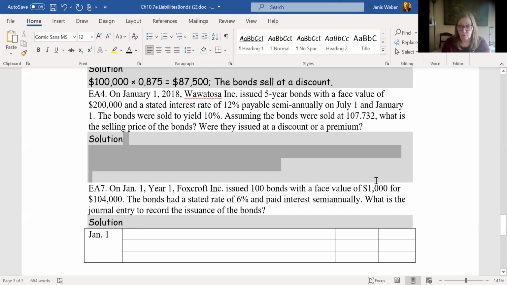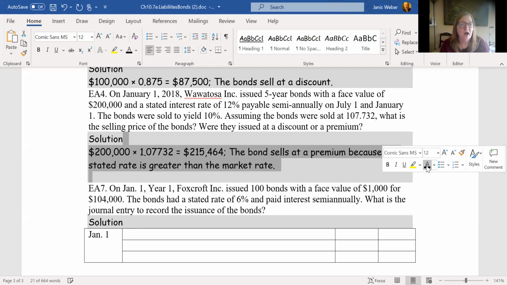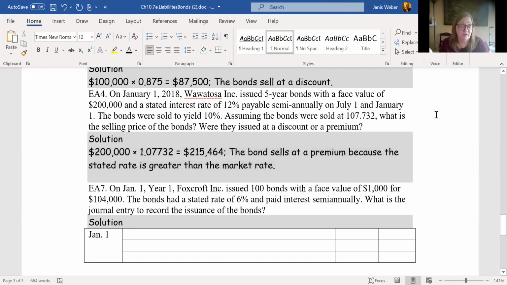So it was sold for 107.732% of $200,000, which was the face amount of these bonds. So it was sold for $215,464, and sold at a premium because the stated rate is greater than the market rate. Now, this was the only thing that was strange about this one. They stated the market rate by saying the bonds were sold to yield 10%. That is just another way of saying that's the effective rate, also known as the market rate.